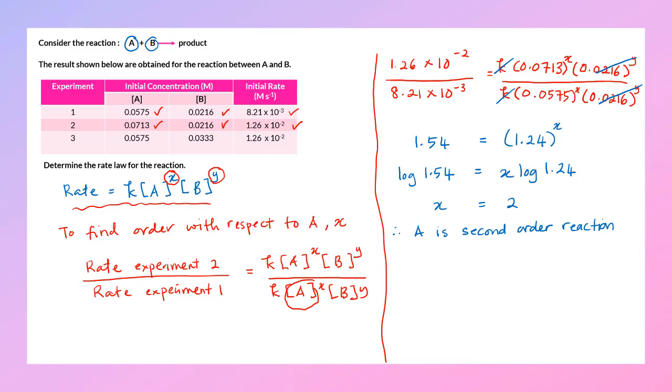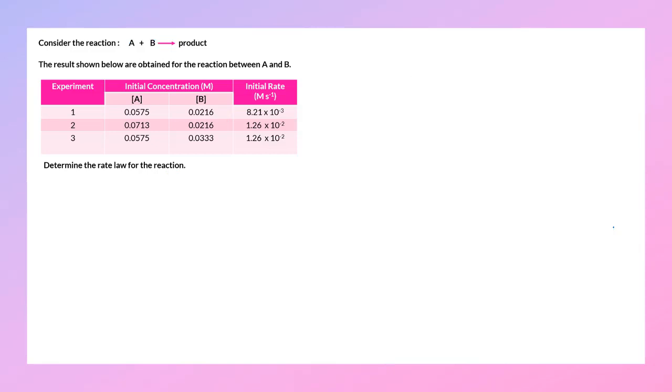Alright. Okay, so we have settled the order with respect to A. Now we are going to use the same method to determine the order of reaction for B. Look at the data for B. We are going to compare the rate. Our reference is the general rate law for this reaction, with unknown values of order for A and B.